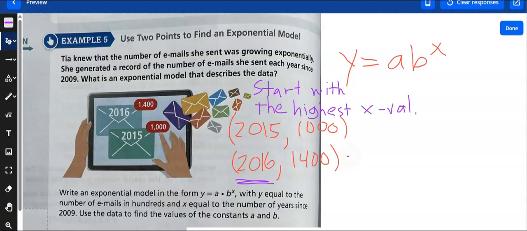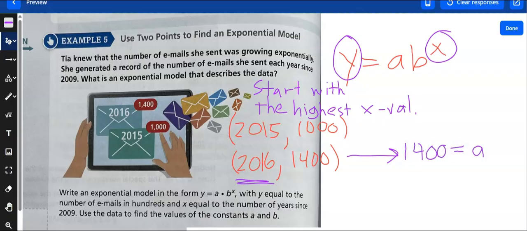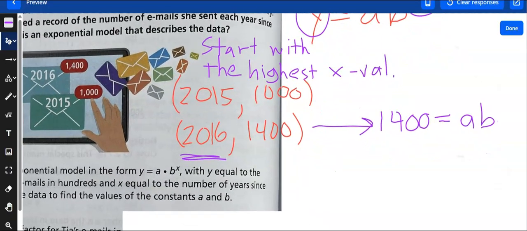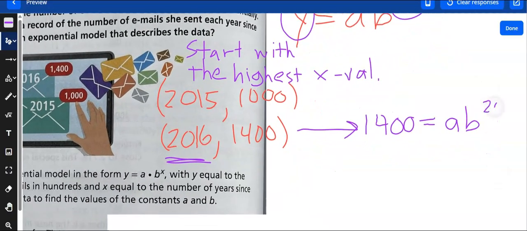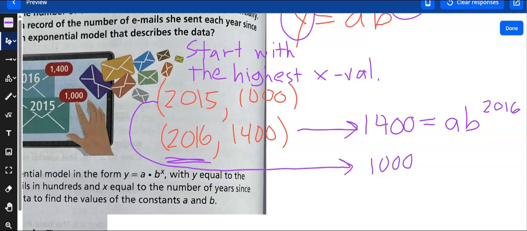2016. So my first equation, I'm going to take the coordinate and plug it in. Obviously, I'm replacing the X and the Y. So 1,400 equals AB to the 2016 power. Underneath that, 1,000 equals AB to the 2015 power.